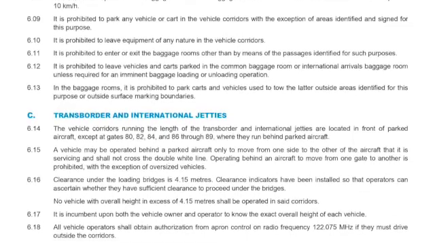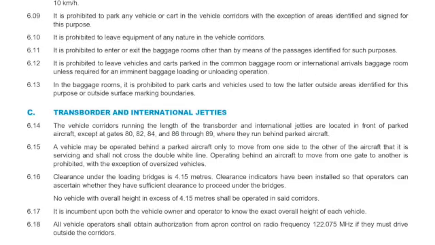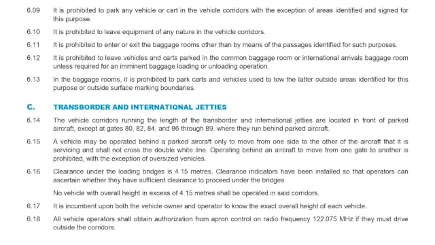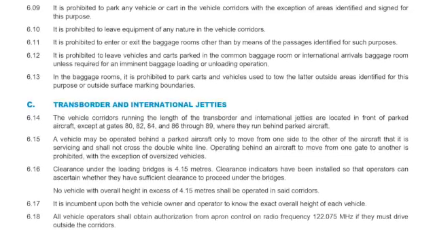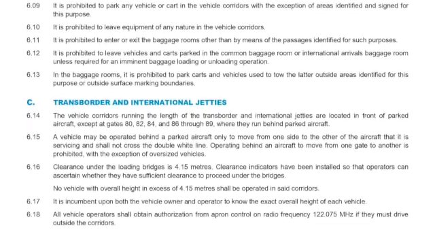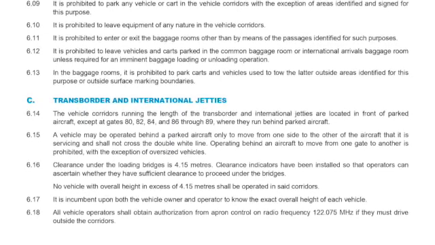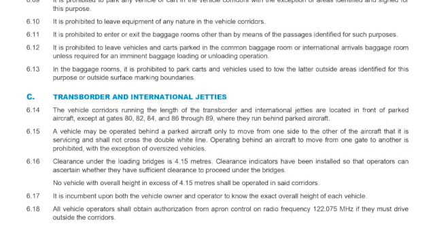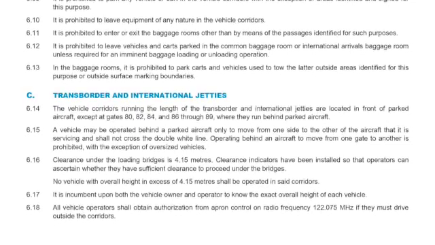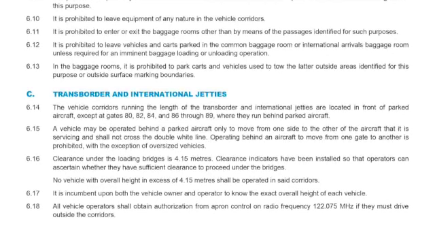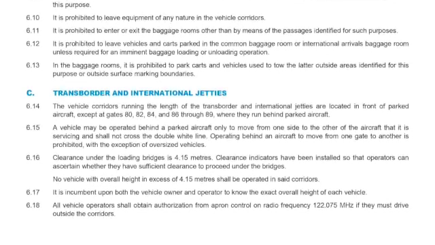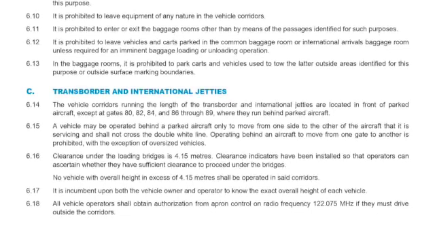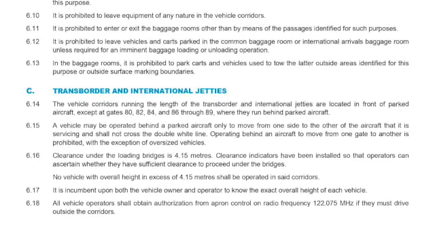6.16. Clearance under the loading bridges is 4.15 meters. Clearance indicators have been installed so that operators can ascertain whether they have sufficient clearance to proceed under the bridges. No vehicle with overall height in excess of 4.15 meters shall be operated in said corridors. 6.17. It is incumbent upon both the vehicle owner and operator to know the exact overall height of each vehicle.